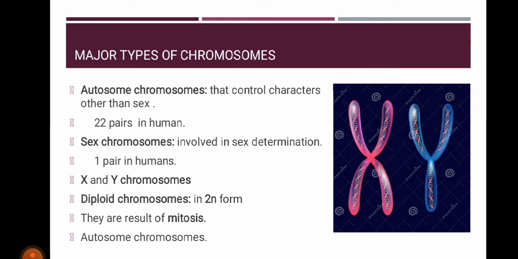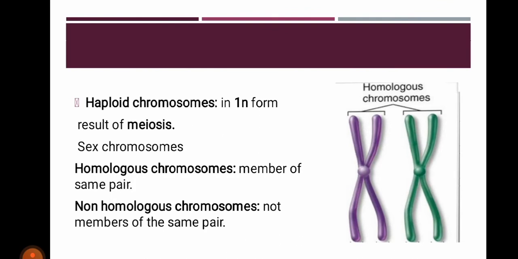Some other types are the diploid chromosomes and the haploid chromosomes. Diploid chromosomes are those which are always present in the twin form, and they are the result of mitosis. As we know, in mitosis one cell is divided into two cells, and the chromosomes are always present in the 2n diploid form. All the autosome chromosomes are diploid in nature, while the haploid chromosomes are those which are in the 1n form, and they result from meiosis.